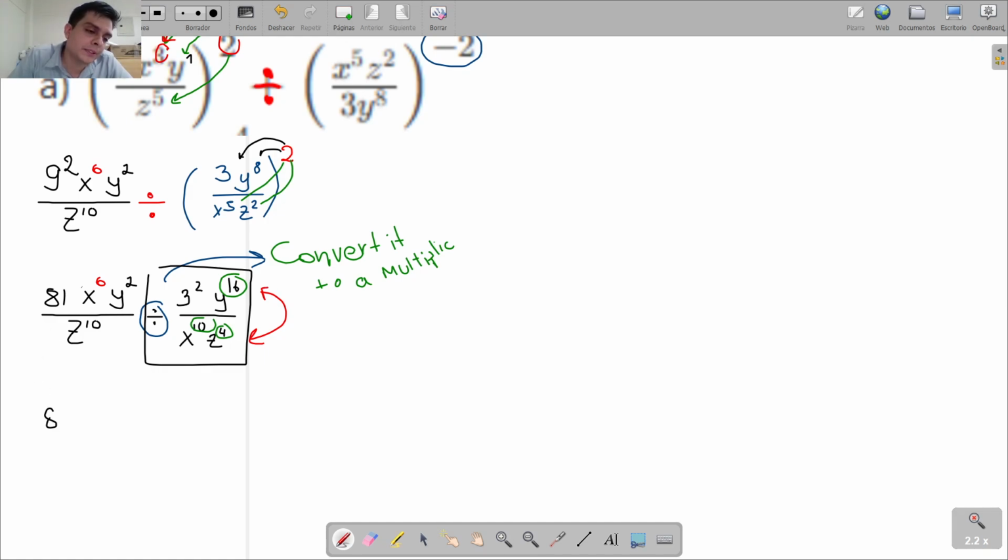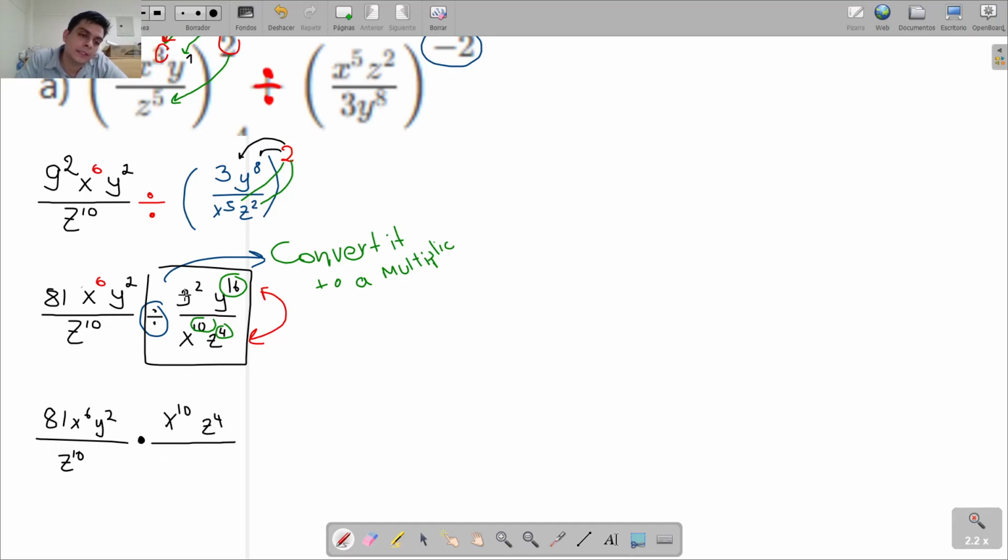So now we copy the same 81 x to the power of 6, y to the power of 2 over z to the power of 10. And this division, we don't want it as a division. We want this as multiplication. So we will write it as multiplication. But what is going to change? This fraction, we have to flip it. We flip it.